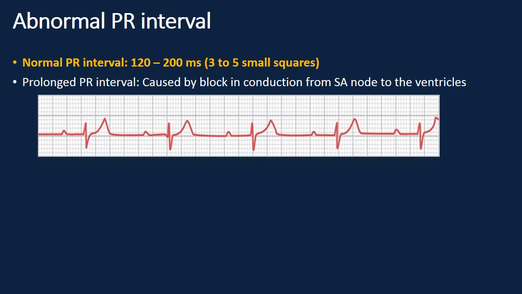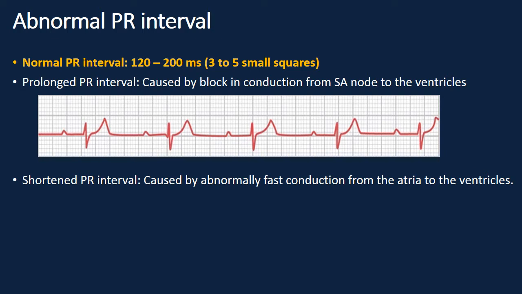So looking at this diagram, from the start of the P wave to the start of the QRS complex, if you count the number of boxes, it is about 8 or 9. Same there. So it's more than the normal range. So you will see there's prolonged PR interval there.